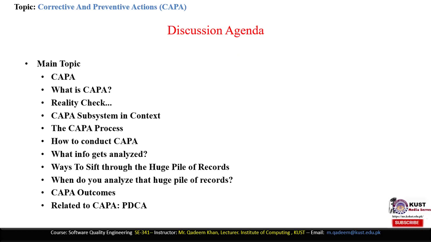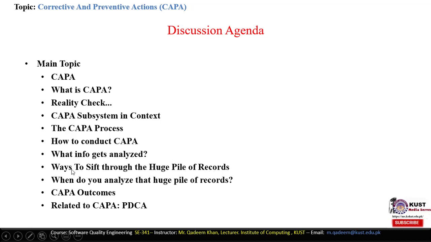This is the discussion agenda. It contains the topics of, first of all, what is the corrective and preventive actions, that is CAPA, and then reality checks about CAPA, then CAPA subsystem in the context, and most importantly the CAPA process. Then how to conduct the CAPA, this is also very much important, and what info gets to be analyzed using the CAPA, and ways to sift through the huge piles of records.